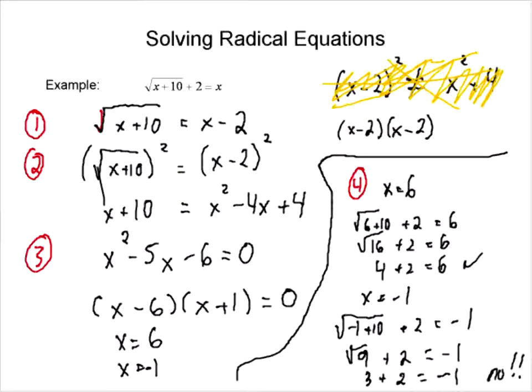So if that's not a solution, we have to go back to our possible solutions, throw out x equals negative 1, and our only solution is x equals 6. That's how we solve a radical equation.